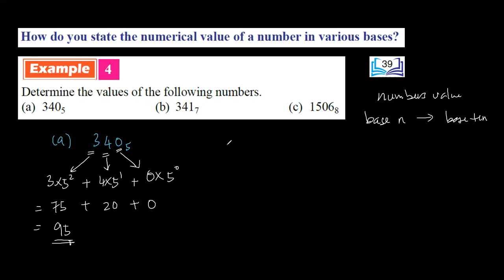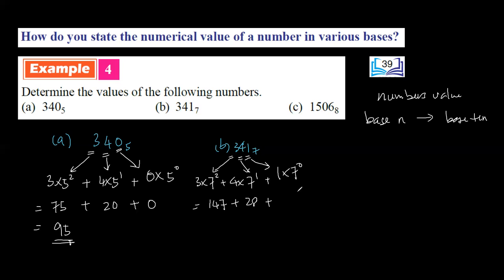Okay. B. 341 base 7. 1 is 1 times 7 to the power 0. 4 means 4 times 7 to the power 1. And 3 is 3 times 7 to the power of 2. And then we add them up together. 3 times 7 squared is 147. 4 times 7 to the power 1 means 28. 1 times 7 to the power 0, anything to the power 0 is 1, so we have 1 times 1, which is 1. So the value is 176.